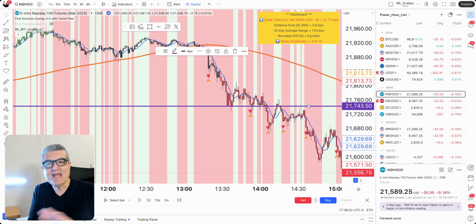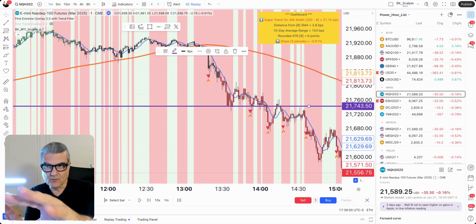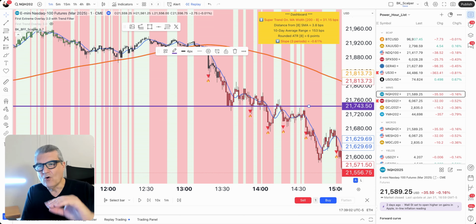So now you have everything under the sun. You have the first trends, you have the extreme overlays, those are free overlays, and you have the BK Scalper 1.7 with this beautiful dynamic dashboard that gives you all the information you need to make really intelligent trades all the time.